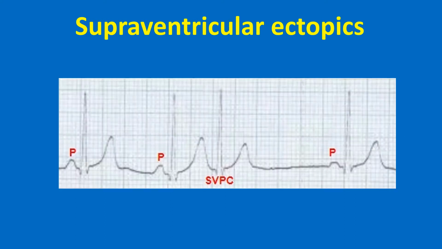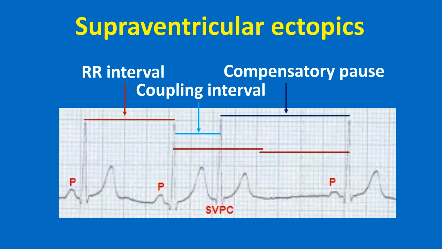ECG strip showing a supraventricular ectopic beat with a narrow QRS complex and no evident P wave preceding it. It is followed by a pause which is not fully compensated. The interval from the previous sinus beat to the ectopic beat is known as the coupling interval. If it is a fully compensatory pause, the sum of the coupling interval and compensatory pause will be twice the regular RR interval. Here it is slightly less.